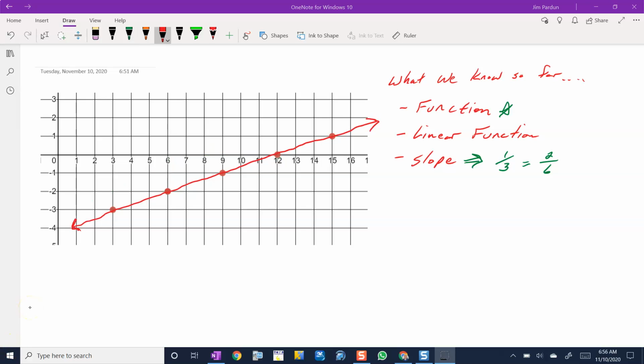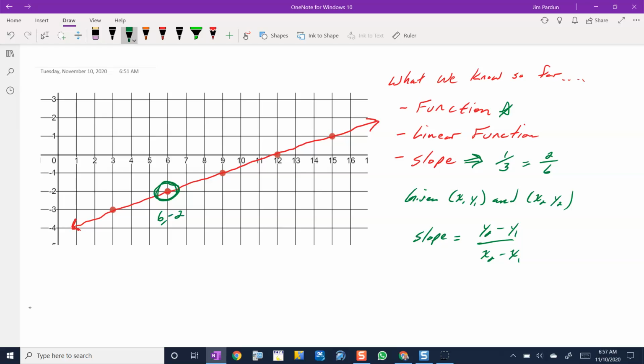Now, we know that the slope between any 2 given points, if I'm given 2 points, x1, y1, and x2, y2, can be found by taking y2 minus y1 over x2 minus x1. And we know that the slope is going to be 1/3. So if I take one point on this graph, and it doesn't matter which point I take, but I'm going to use this point right here, which is the point 6, -2.